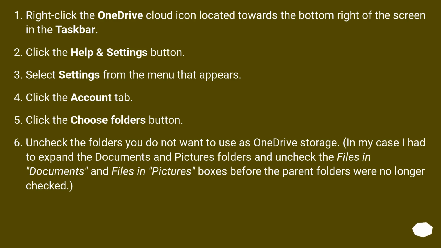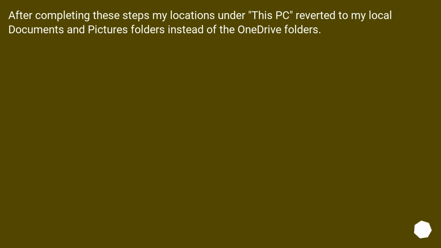Uncheck the folders you do not want to use as OneDrive storage. In my case, I had to expand the Documents and Pictures folders and uncheck the Files in Documents and Files in Pictures boxes before the parent folders were no longer checked. After completing these steps, my locations under This PC reverted to my local Documents and Pictures folders instead of the OneDrive folders.